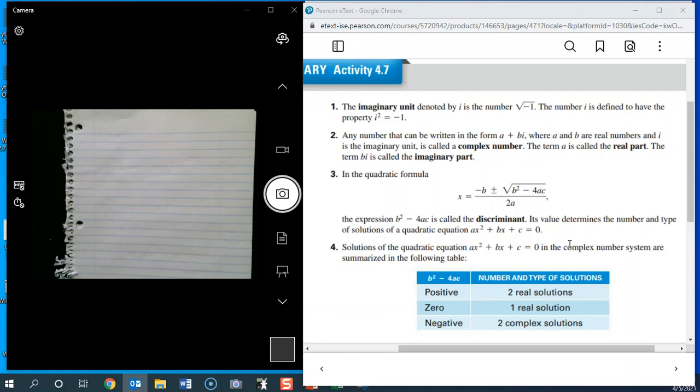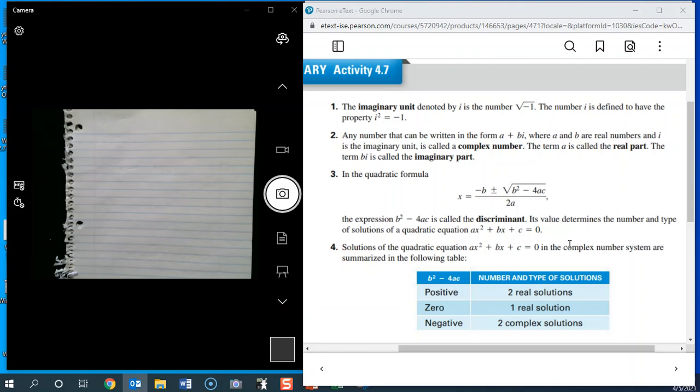Okay, number one, the imaginary unit denoted by i is the number square root of -1. The number i is defined to have the property i squared equals -1. That will come in handy a little later. Any number that can be written in the form a plus bi, where a and b are real numbers, and i is the imaginary unit, is called a complex number. The term a is called the real part. The term bi is called the imaginary part.